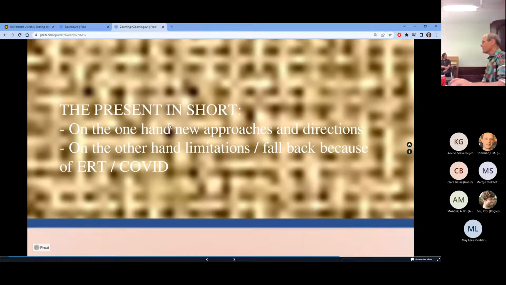So, to summarize, what we see on the one hand is very interesting new tools and new approaches and new directions, for example, this notion of embodiment and instrumentation. On the other hand, we see limitations and a kind of fallback because of emergency remote teaching and COVID. And these are two things that are a bit separated and not yet completely converging, I would say. You are very silent. I hope this is a good sign.